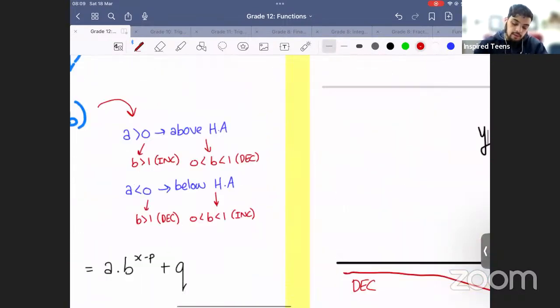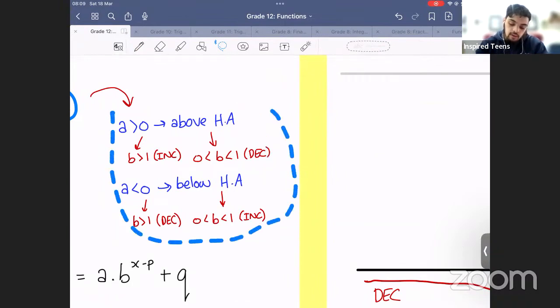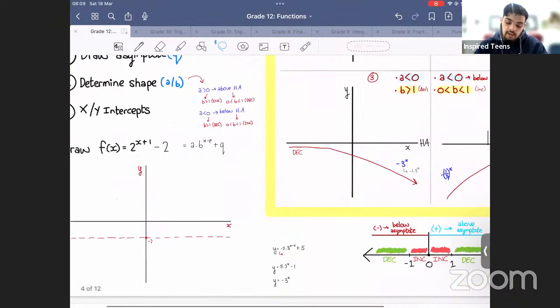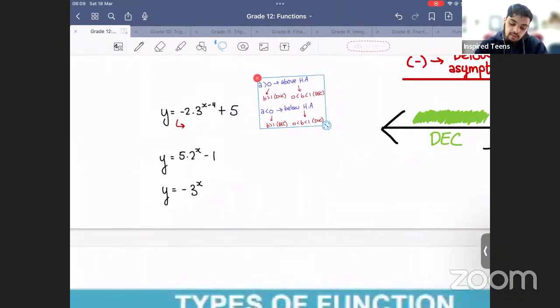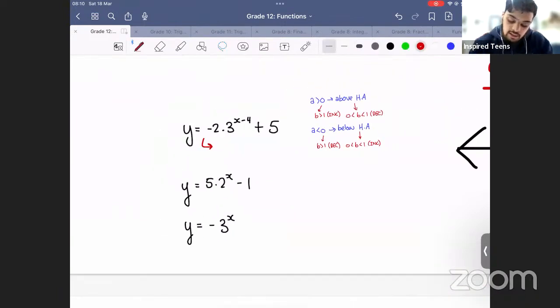I'm going to leave this here. I want you to always have this, so you can even memorize this and write it down in your exam. The first thing you write down in your exam, and then you can always refer to it. So for our first function, is it above or below?